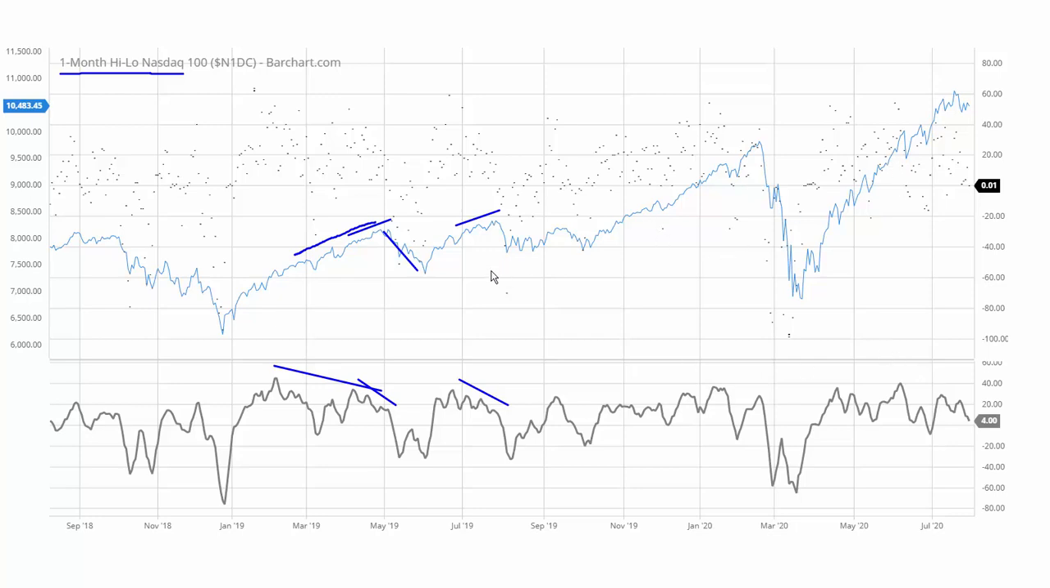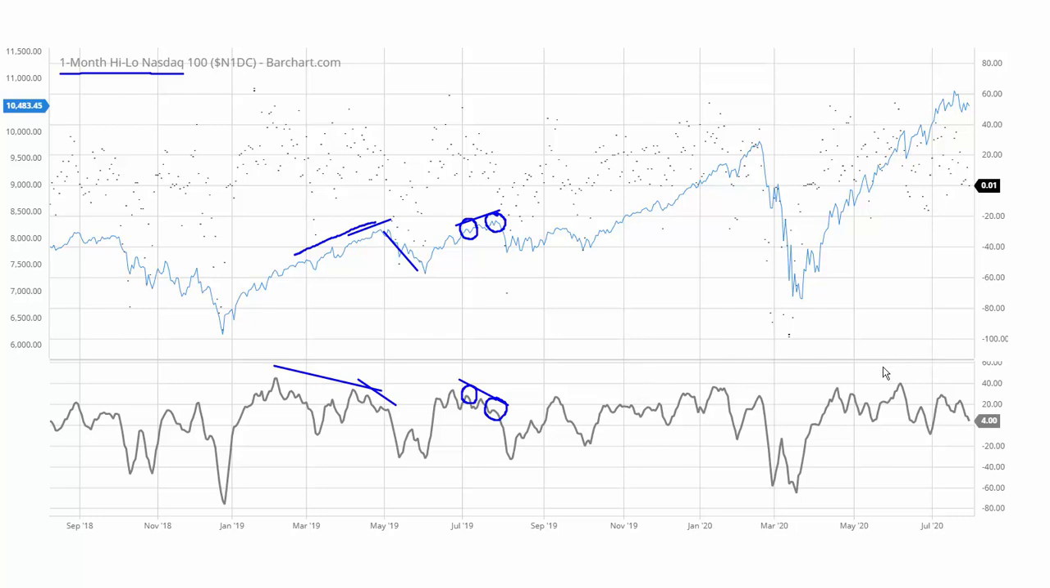Let me change this. If the Nasdaq 100 is right here, and this is the 5-day moving average of the 1 month high low, wherever it is, just pick a number. And then if a couple weeks later the Nasdaq is at a higher level, but fewer stocks are trading at a 1 month high low, that's a warning. If you had 40 stocks trading at a high low, and then only 30 the next time around, that tells you fewer stocks are participating.